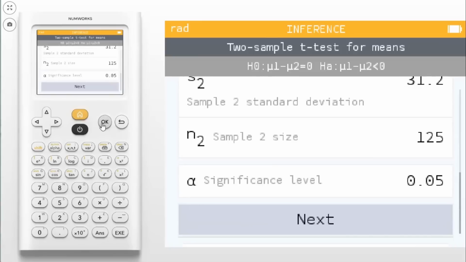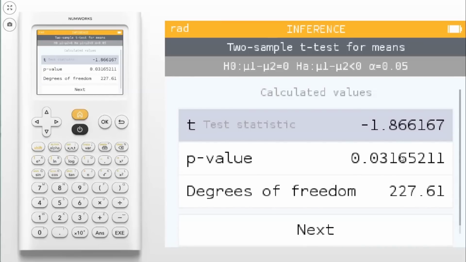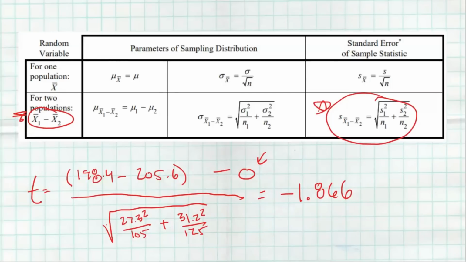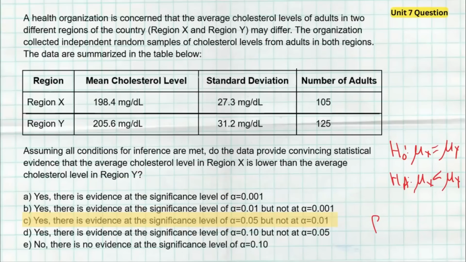And we're going to go ahead and hit OK here, and there it is. So there was that t-score that we got as well, and then there is the p-value of 0.03165 or 0.032. So that p-value is what we need to make the conclusion. So we come back over here, now we know what our p-value is, 0.032. Now we can answer the question, right?